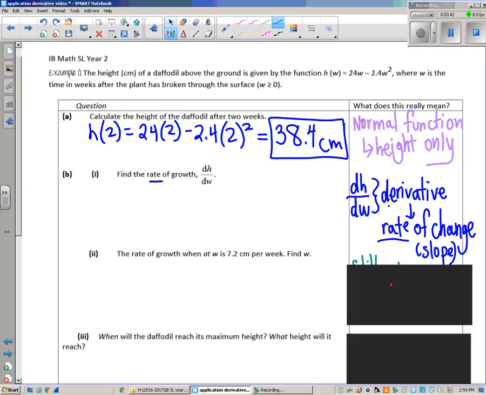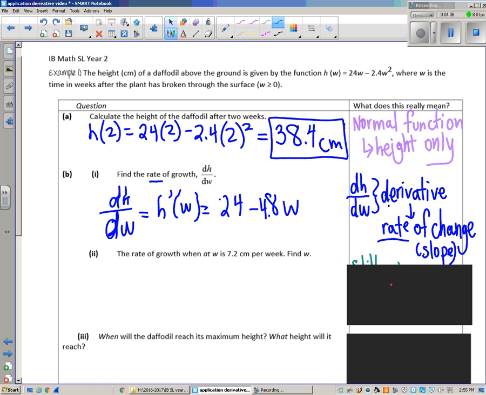So when I'm finding dH/dW, that really is the same thing as saying h prime of w. So I'm just going to take the derivative here to find the rate of the function. It's a nice one because it's just a plain polynomial. 24 minus 4.8w.